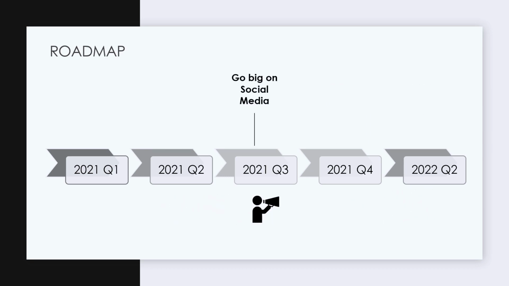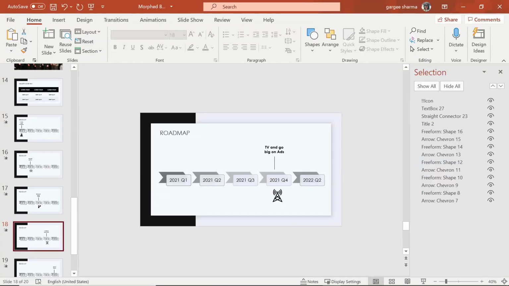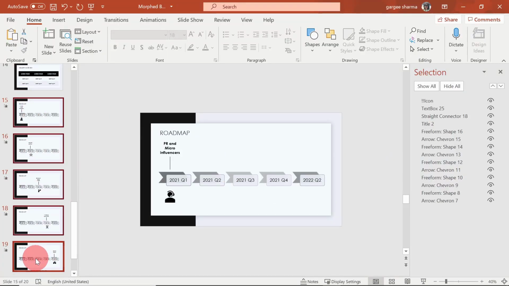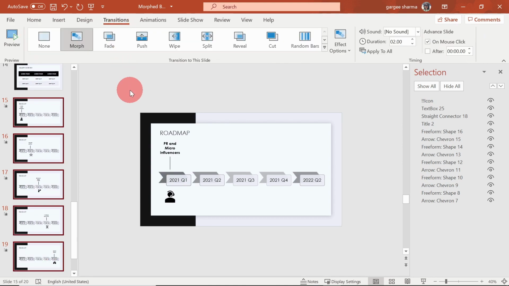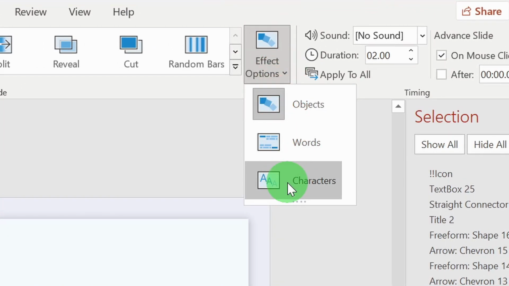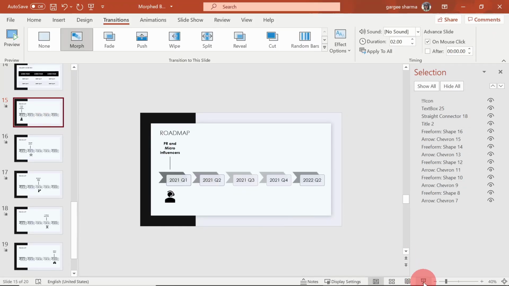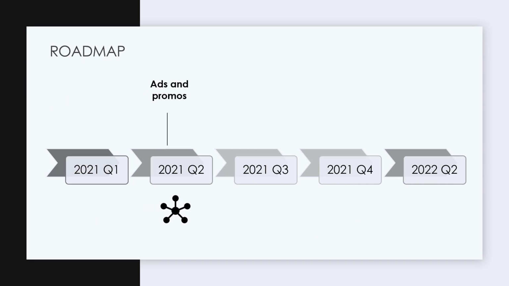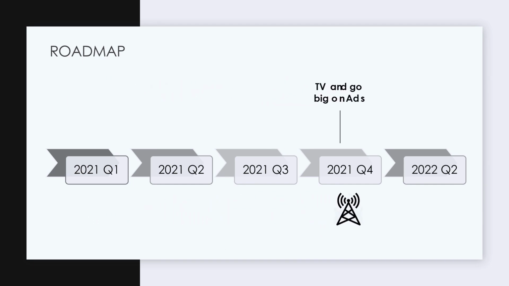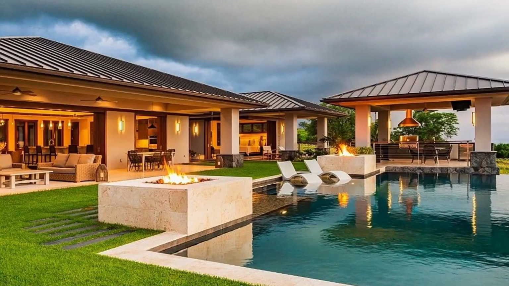We can do the same thing with the text, or we can do something more fun which is called character effect in the morph. To use the character effect, simply select all the slides on the left pane, go to the transition tab on the top, make sure that morph is selected, and in the effect option, select characters. Now let's see what happens. You can play with the duration to make it a little bit faster, but now your roadmap slide is much more interesting. You can create many cool effects using morph and other PowerPoint features together.